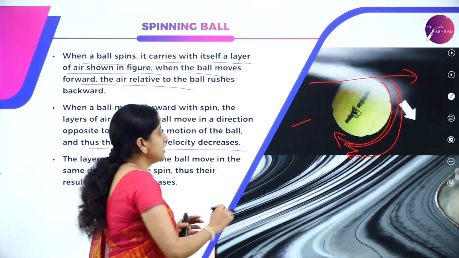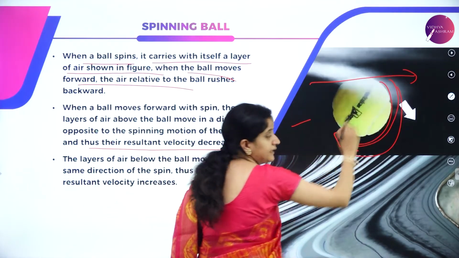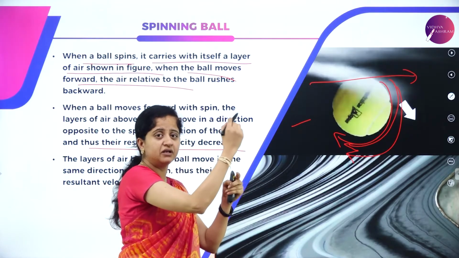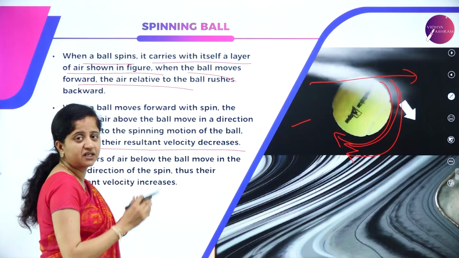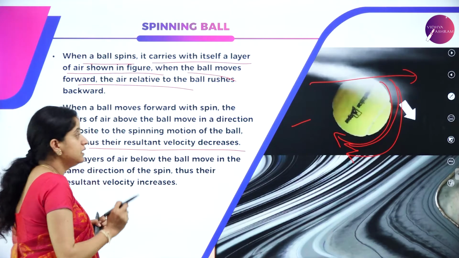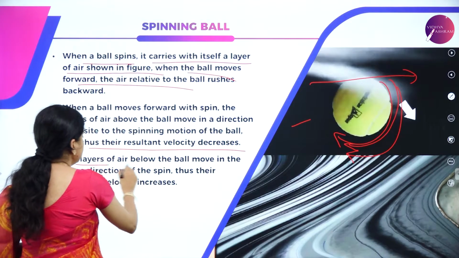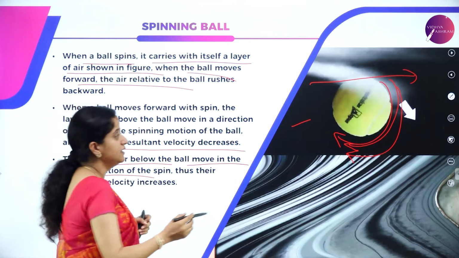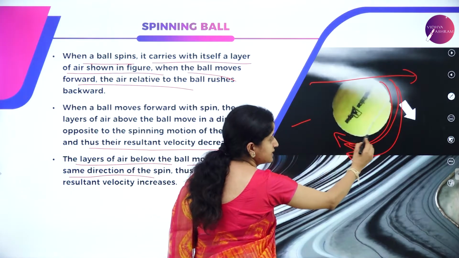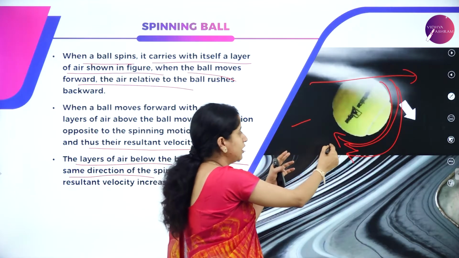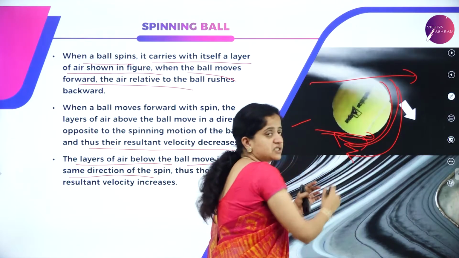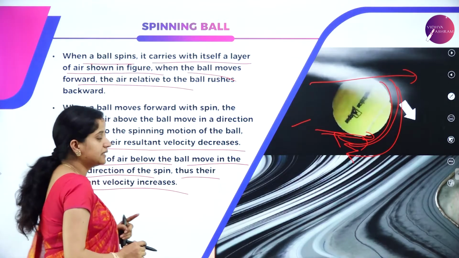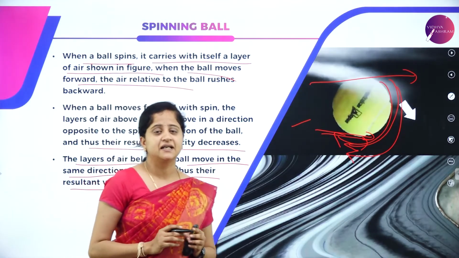Why does it decrease? Because when the ball is spinning, the air which is in contact with the ball will move in the opposite direction, which results in a decrease in the relative velocity. The layers of air below the ball move in the same direction as the spin. So what are the layers present here on the lower surface of the ball? They will move in the same direction as the ball's spin, and thus their resultant velocity increases.